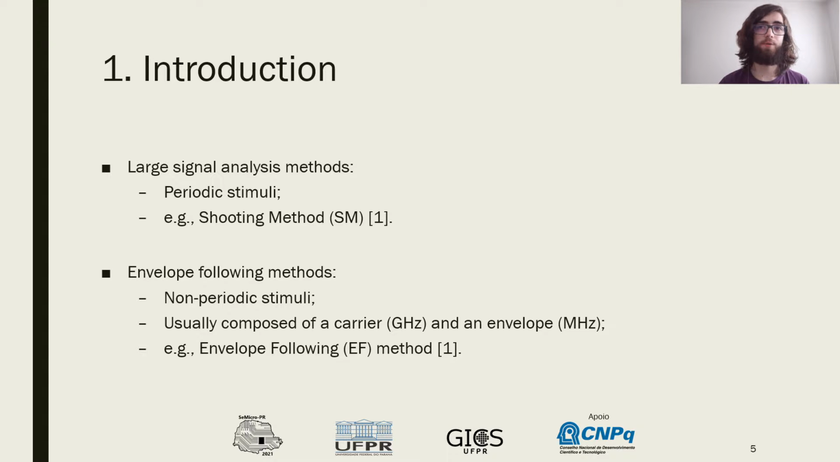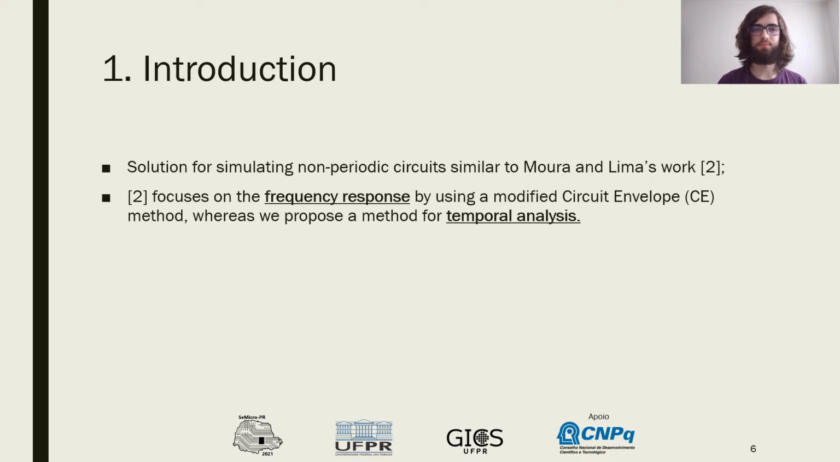Currently, there are two main branches to circuit simulation. Large signal analysis methods, which are used when a circuit has only periodic stimuli. An example would be the shooting method. And envelope following methods, which are used when a circuit has non-periodic stimuli. Usually those are composed of a carrier signal with a frequency in the gigahertz range modulated by a complex envelope with the frequencies in the megahertz range. For instance, the envelope following method.